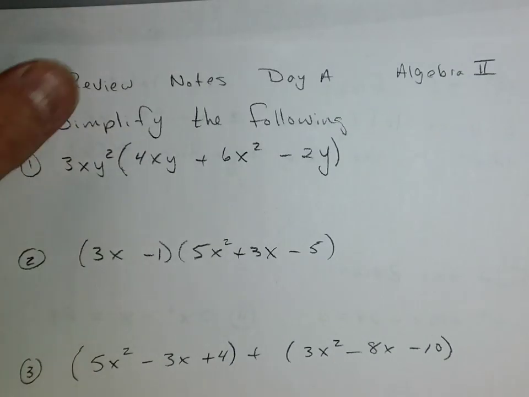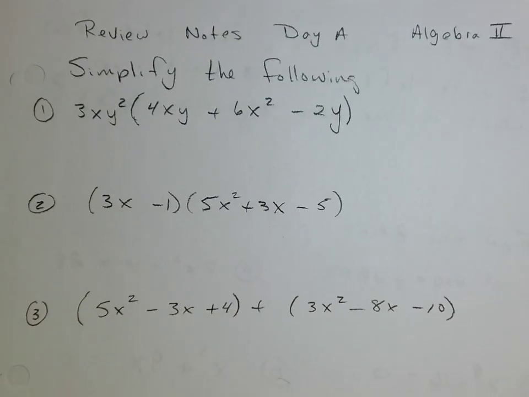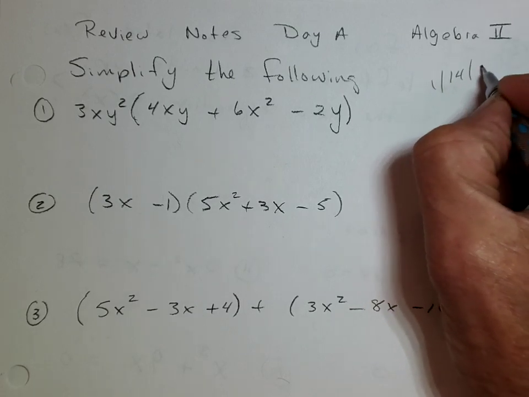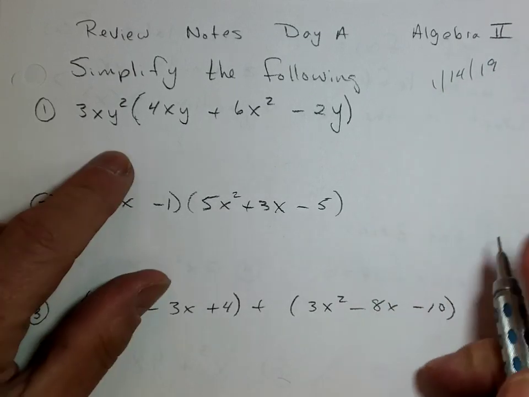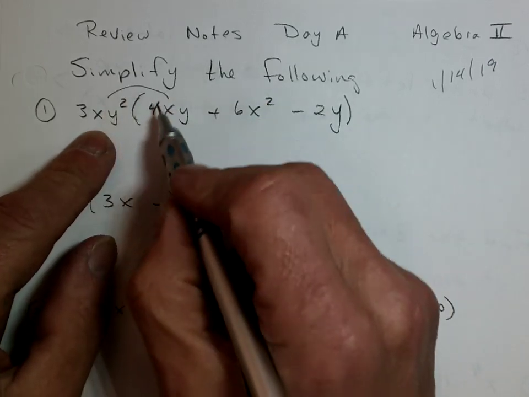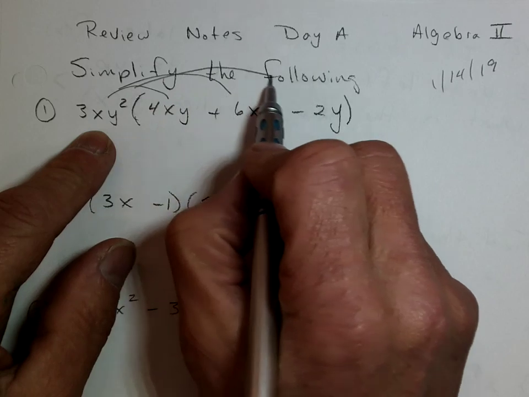So review day A. So we're going to have 3 days of review. It is 1/14/19. Okay, so on number 1, I'm going to multiply this times this, this times this, this times this.